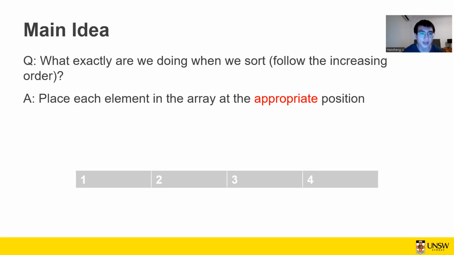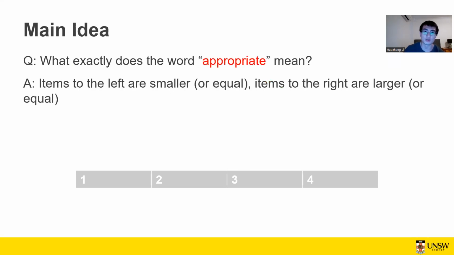When we are sorting an array, what we are exactly doing is placing each element in the array at the appropriate position, which brings us another question. What exactly does the word appropriate mean? Well, it means that items to the left are smaller and items to the right are larger. For instance, the reason why we place the element 3 at the third position of the array is that there are two elements, 1 and 2, which are smaller than 3.